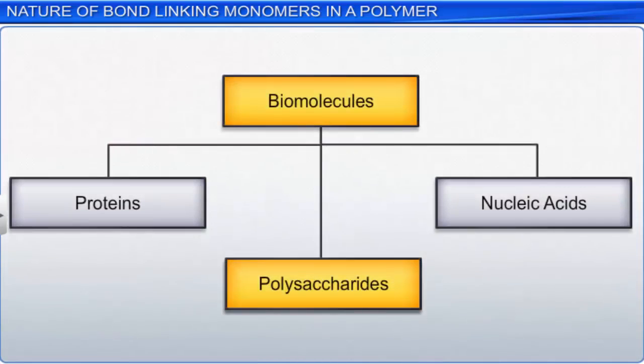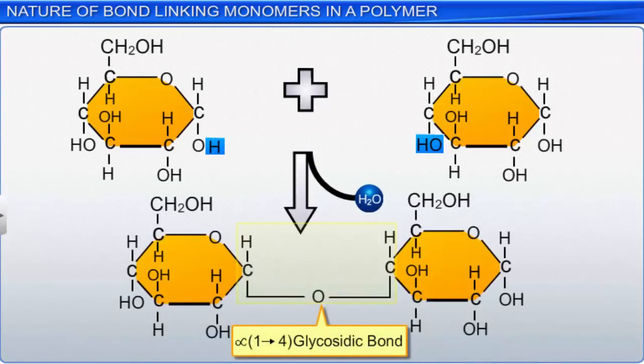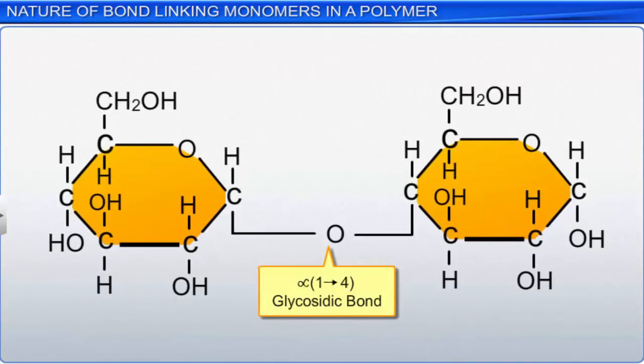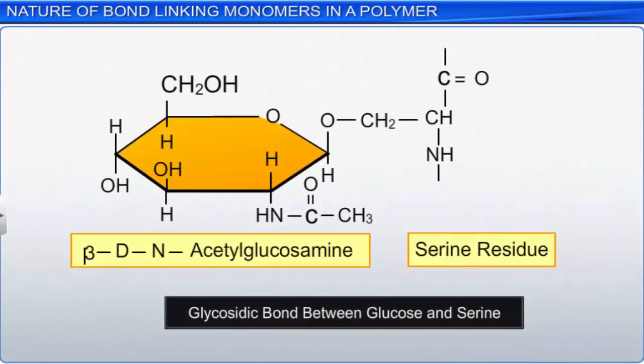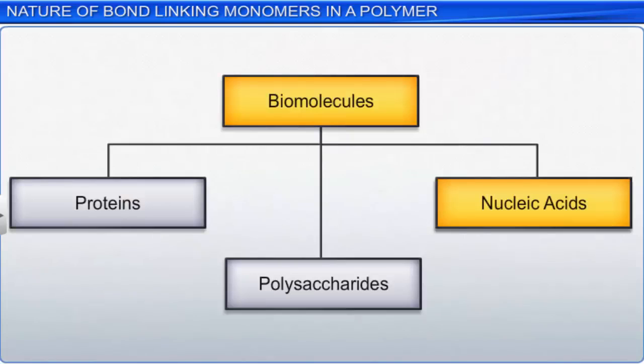Polysaccharides are formed when several monosaccharides link together by a glycosidic bond. This bond is also formed due to dehydration. The glycosidic bond is a functional group that can exist between two carbohydrate molecules or between a carbohydrate and a non-carbohydrate molecule, as between glucose and serine. The bonding in nucleic acids is different.